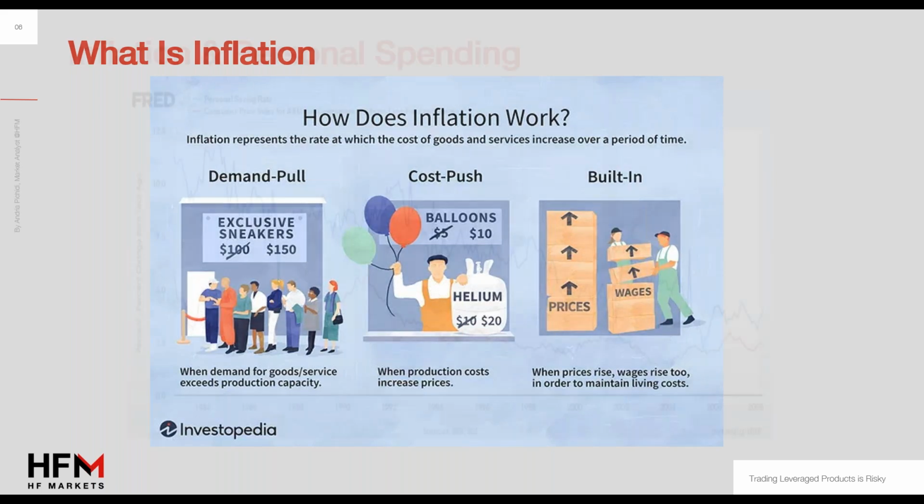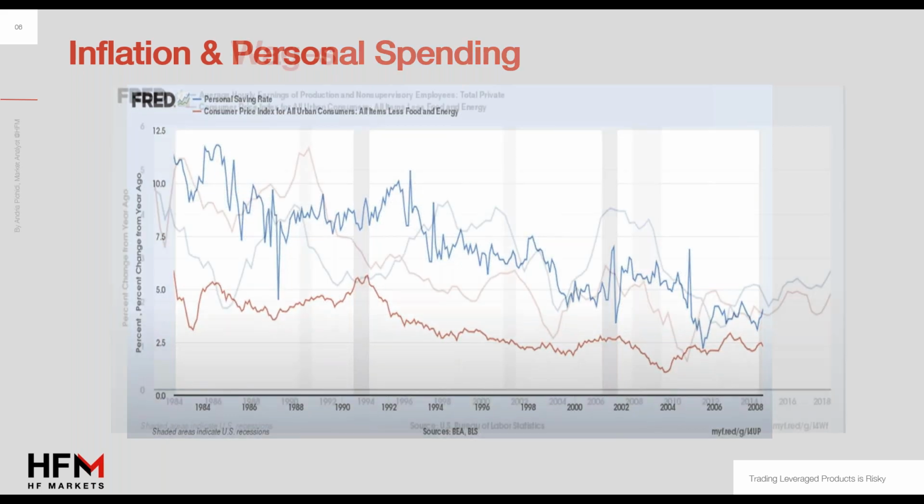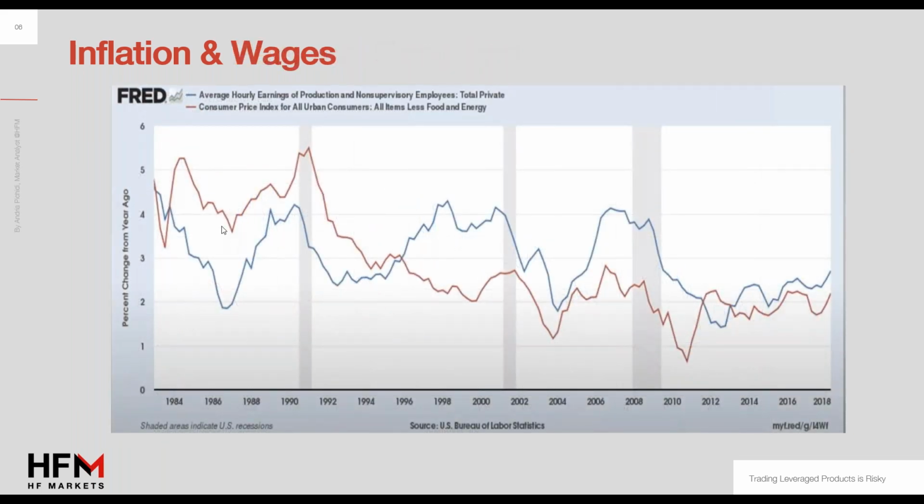And here I have an old example, but you can clearly see the impact. Let's start with how inflation is correlated with the average hourly earnings, the wages. So the lower the inflation, the lower the wages. The higher the inflation, the higher the wages, and so on and so forth.